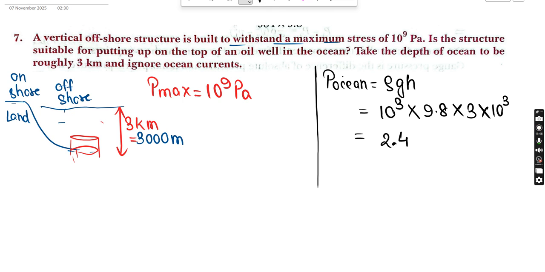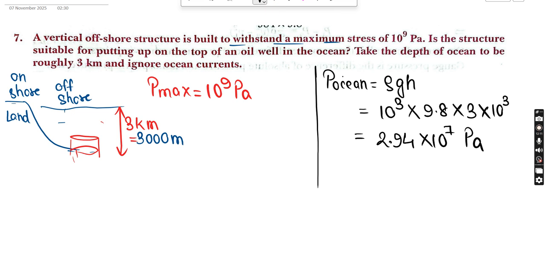Here 8, 3 are 24, so 4 and 2, 9, 3 are 27, 29. Just one second, I'm making a mistake here. So 9, 3, 8, 3 are 24, 4, 2. 9, 3 are 27, 29. So now we got it correct: 2.94 into 10 to the power 7 Pascal.